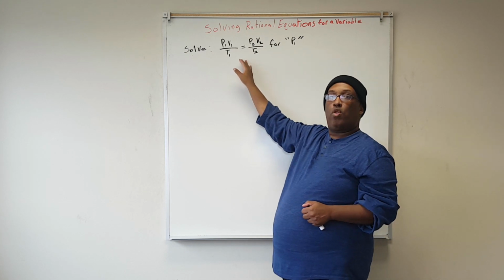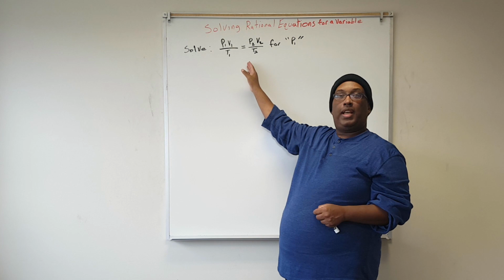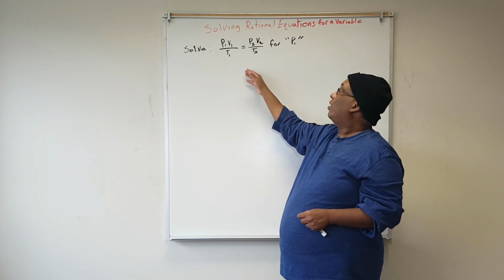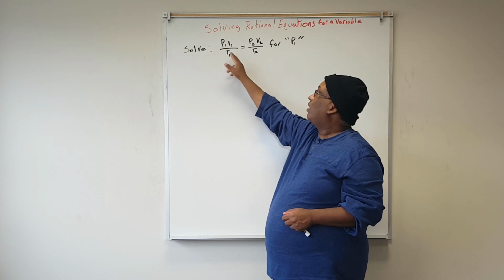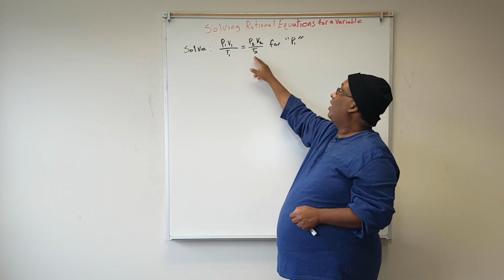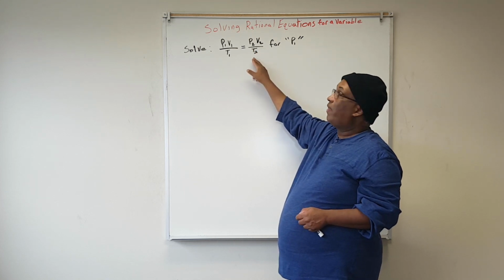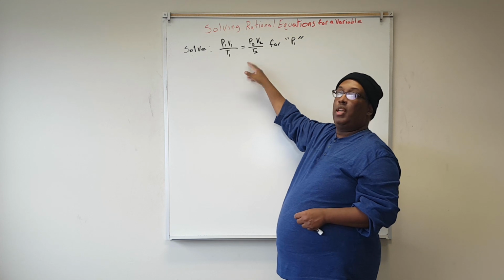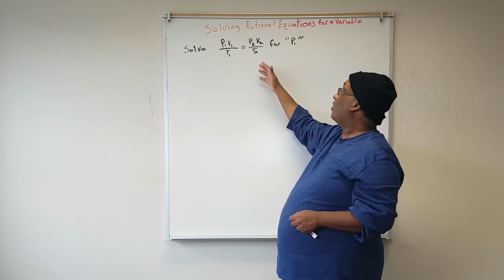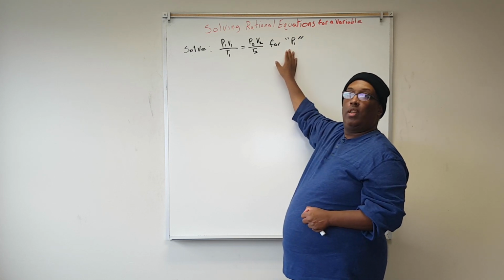This is a famous formula you'll see in chemistry, but algebra teachers love to put this on a test and say solve for P sub 1. So this is read as P sub 1 times V sub 1 divided by T sub 1 is equal to P sub 2 times V sub 2 divided by T sub 2. Again, this is a formula in chemistry with temperature and volume and pressure. We're looking for the initial pressure P sub 1.